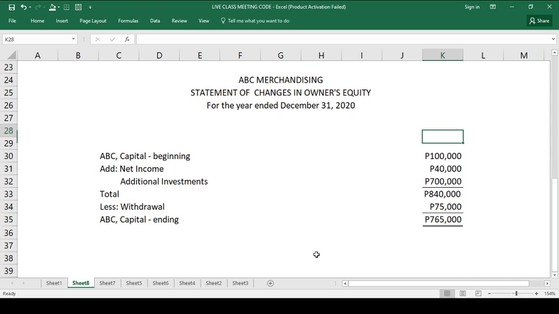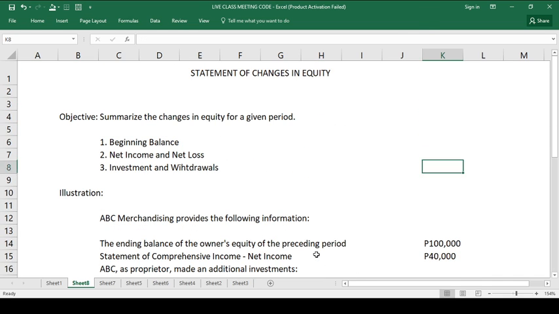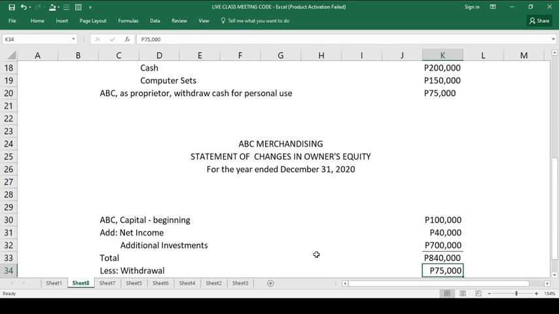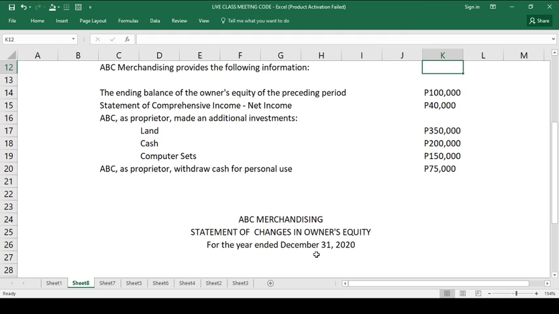So far that is our discussion for this time. This will be the end of our topic on the four statements to complete the financial statements. It is not totally complete because there are still notes to financial statements. However, the notes to financial statements are not part of the syllabus in fundamentals of accountancy, business, and management. Once you proceed to the accountancy program, you will encounter notes to financial statements.